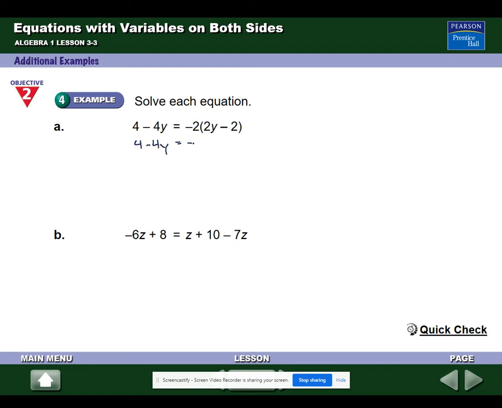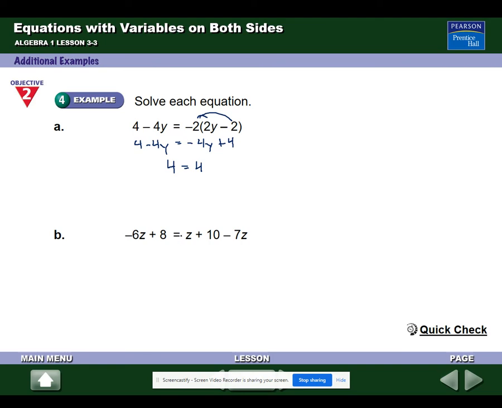Negative 2 times 2y would be negative 4y. When we distribute here and then there, that would be plus 4. Then what we would do is probably add 4y to both sides, no matter which side of the equation you're looking at. Incidentally, probably your next step is to add 4y to both sides. And what do you get? 4 equals 4.